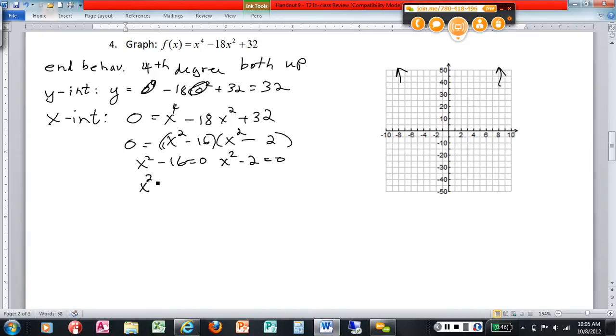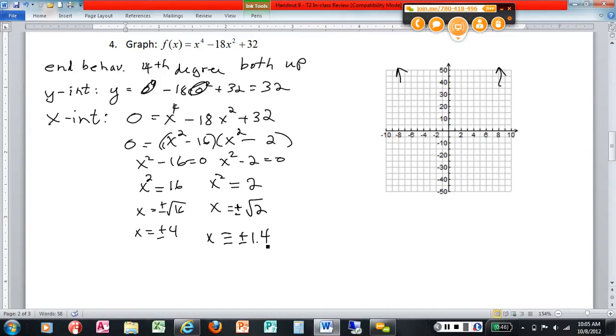Do a little square root method. X squared equals 16, so x would be the square root of 16, but plus or minus, which is plus or minus 4. Here, x squared would be equal to 2, move the 2 over, and so that would be x equals, by the square root method, the square root of 2 plus or minus, which is approximately 1.4. So it would be plus or minus 4 and plus or minus 1.4 for my x-intercepts.